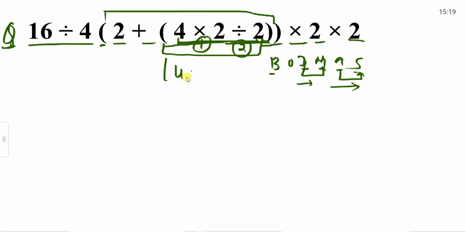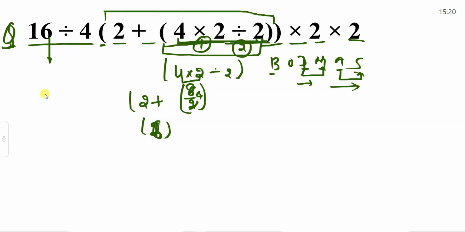Now, looking at this, 4 times 2 divided by 2. 4 times 2 is 8, and here we have division. So 8 divided by 2 is 4 inside the bracket. Now, since we have a bracket here, we solve it. 2 plus 4, which is 6.